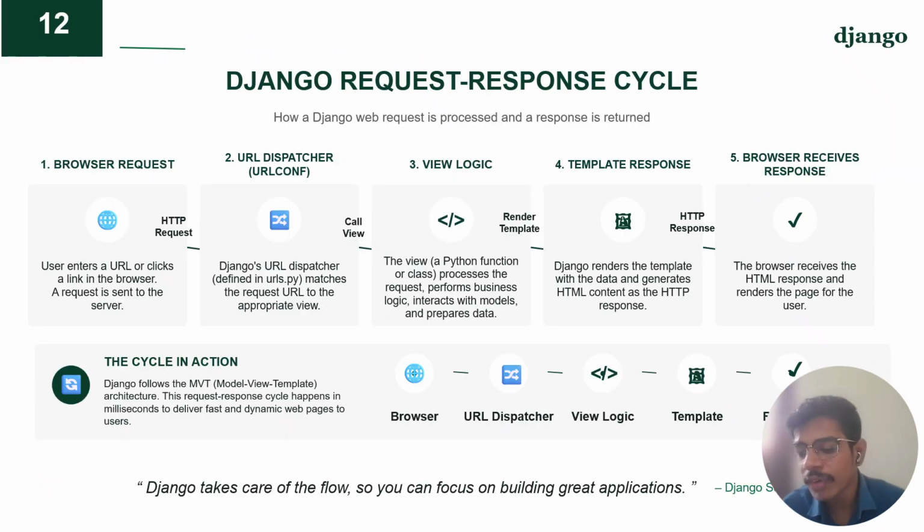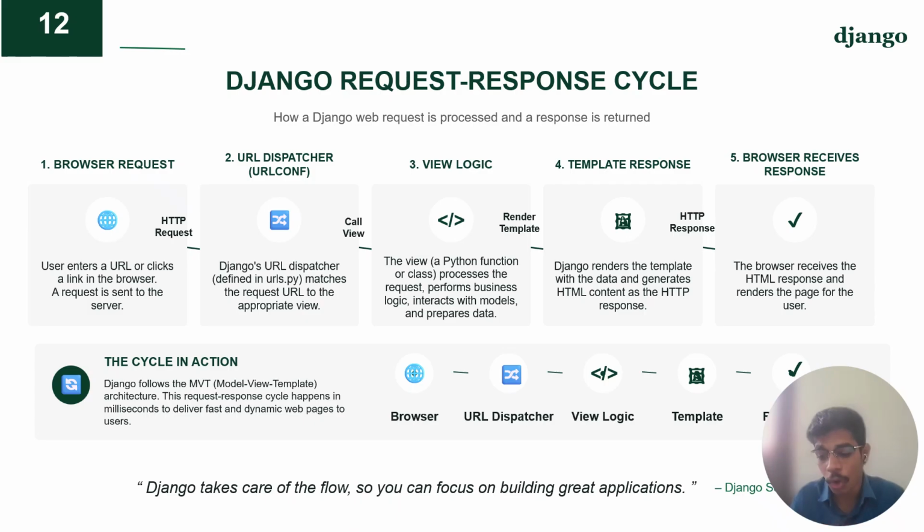So this is the request-response cycle. Let's understand the complete flow. The first step is the browser request. Whenever a user enters a URL or clicks a link, the browser sends an HTTP request to the server. This request reaches the URL dispatcher, also called the URL configuration.